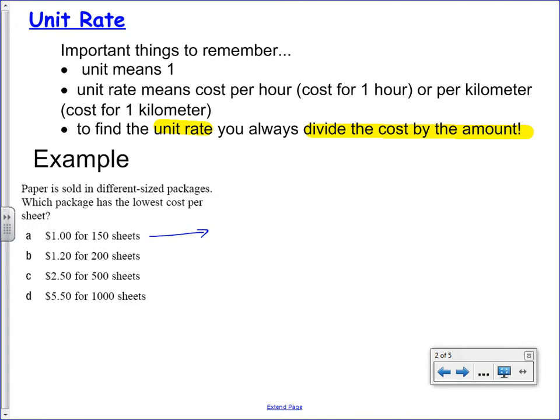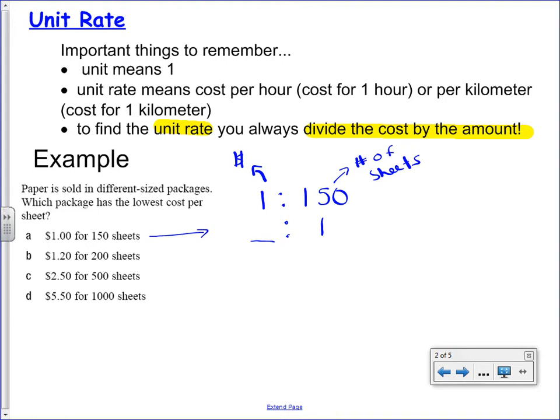As long as you remember to divide, here, I'm going to set this up as a ratio. So it's saying for $1, you get 150 sheets. So this is the dollar side. This is the number of sheets. I don't want to know how much it costs for 150 sheets. I want to know how much it costs for one sheet. So I'm going to put a 1 down here. I have to find this missing number here.